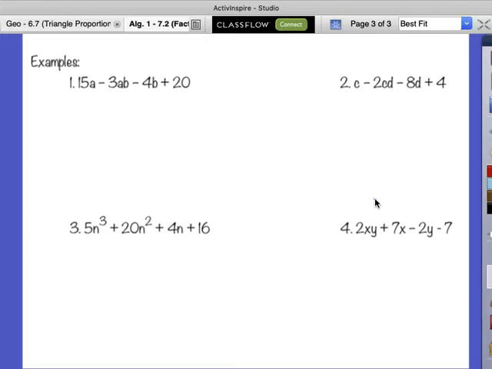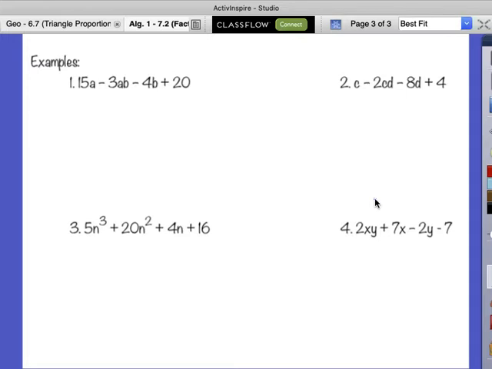And you have me to ask questions here, other than when you're at home. Okay, so on number 1, how many terms do we have? 4. Now, we just read on the previous page, when you have 4 terms, what do we want to do? Put them in groups of 2. So how do we put these in groups of 2?